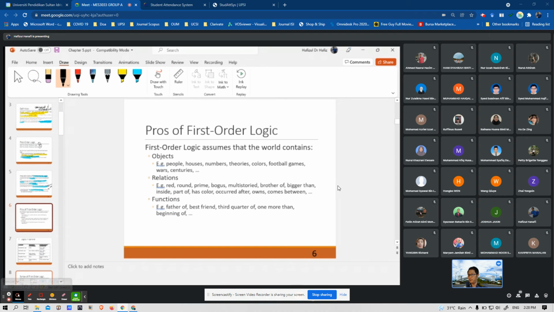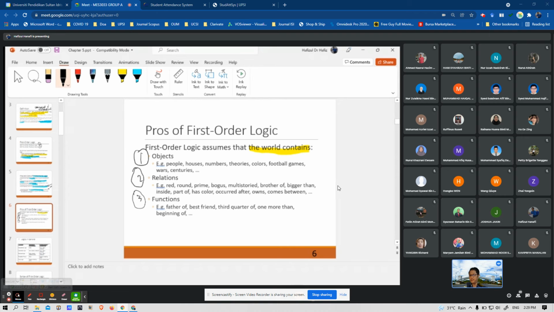Okay, for the pros of first order logic, assume that the world consists of three domains. The first one is the objects. Secondly, for the objects, they have relations, and thirdly they have functions. For the objects, for example, we have people, like students, workers and so on, and then we have houses, numbers, theories, colors, football games, wars, centuries, and so on.